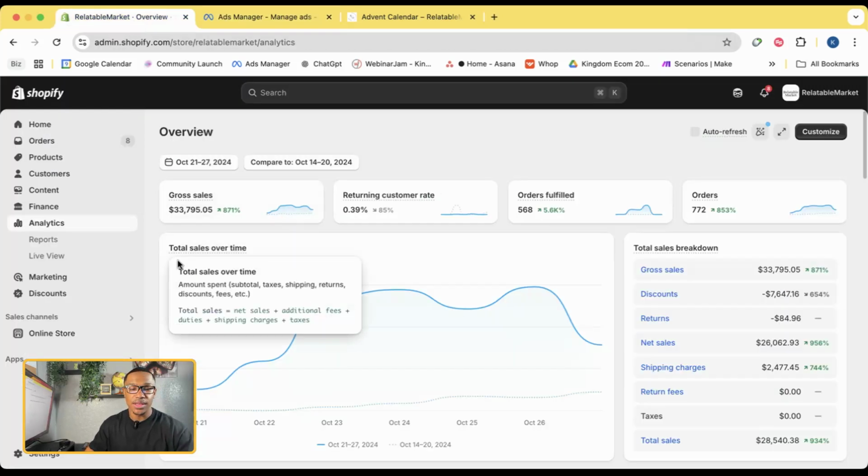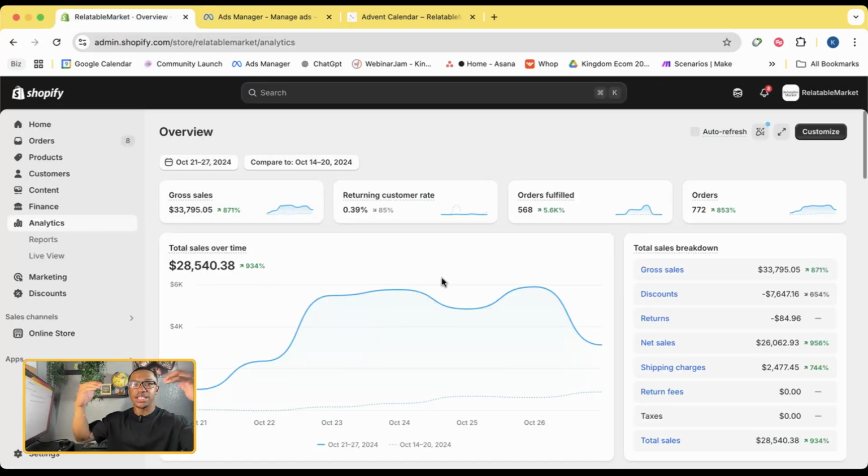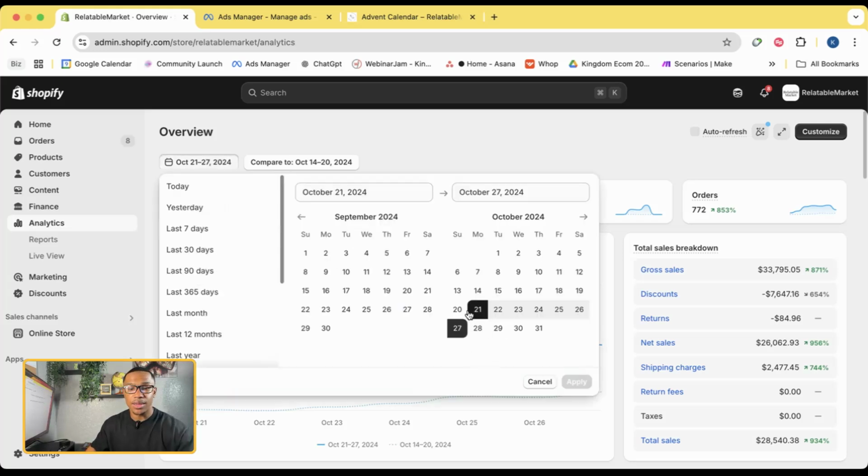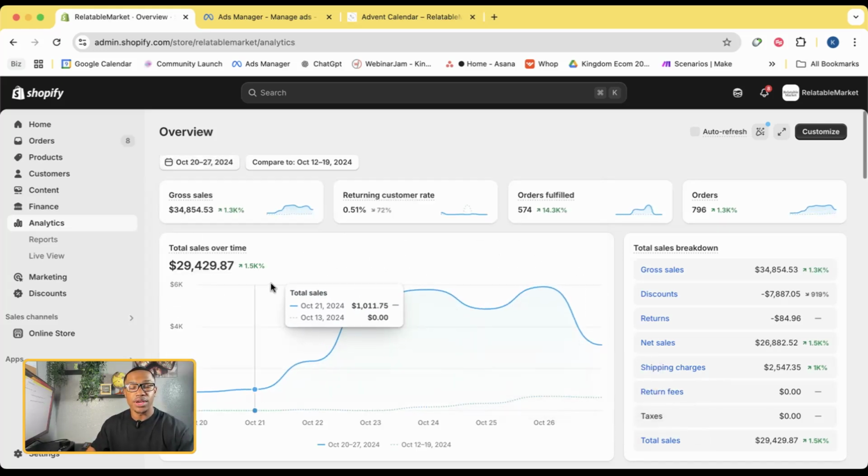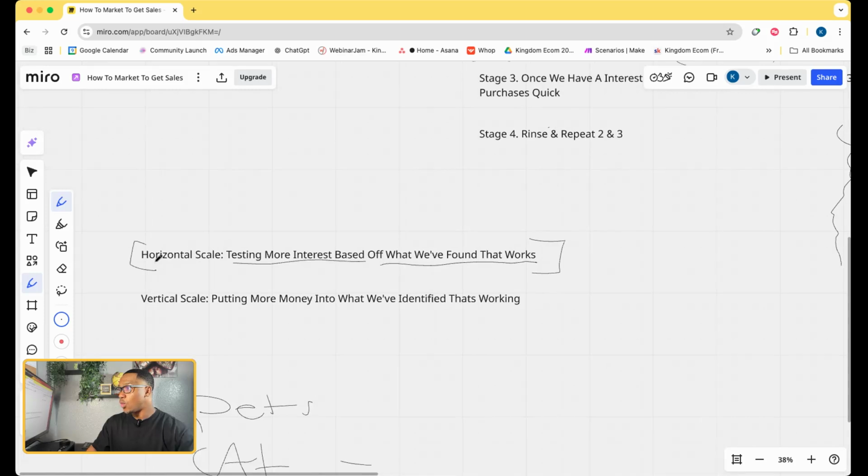And that's how we see this big change, because each and every day we're finding more interests to vertically scale. Each and every day we're horizontally scaling to find more interests that do well. And then boom, that's how in the matter of just 7 days we were able to do about $30,000 in sales, because we kept rinsing and repeating: keep finding more interests by horizontal scaling, testing more interests based off what's working, and then vertically scaling things that get 3 purchases and a 2.5 ROAS at least. And then we just rinse and repeat.